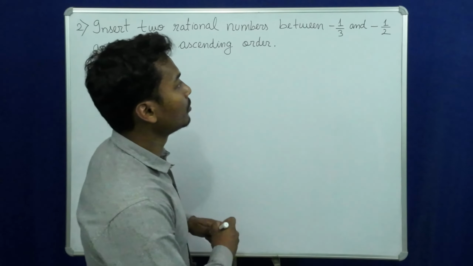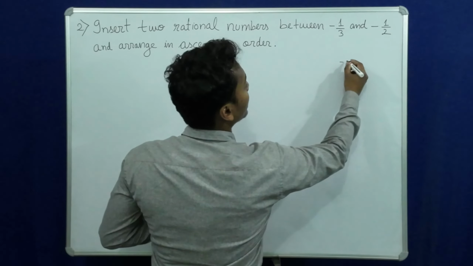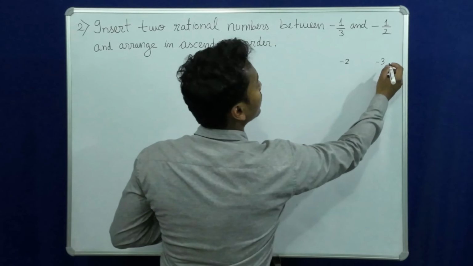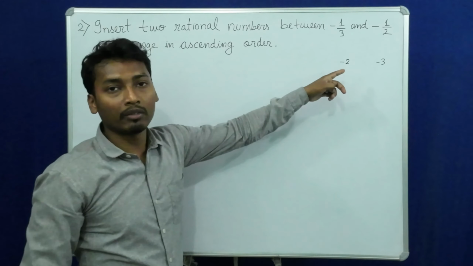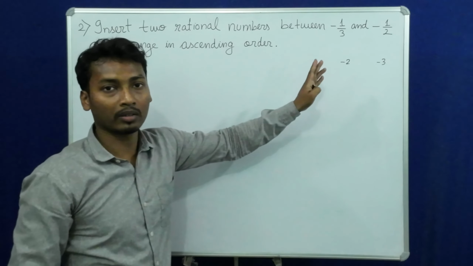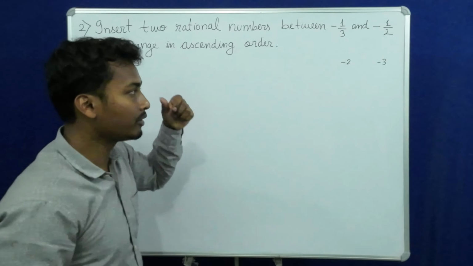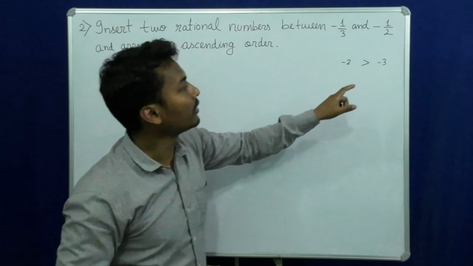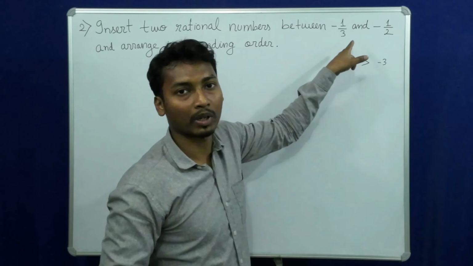So we can apply the cross multiplication. 2 into -1 will give you -2 and 3 into -1 will give you -3. Now if you see on the number line, -2 is greater than -3. -3 comes more on this side. So -3 will be smaller than this. So it means -1/2 is smaller than -1/3.